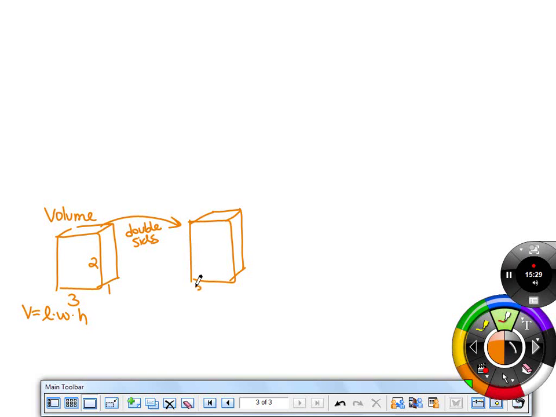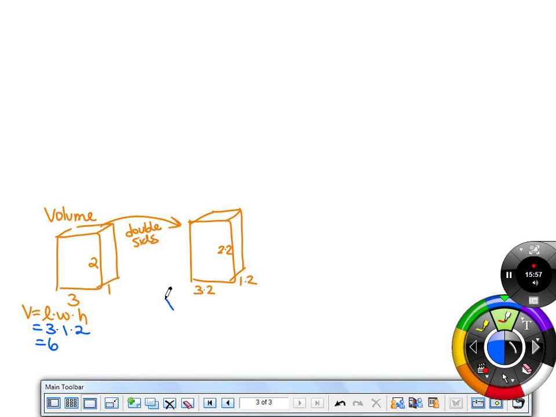This 3 is going to be times by 2. The 1 is going to be times by 2. And the 2 is going to be times by 2. So when you go to do the volume calculation in this first prism, our original one, we had a length of 3, a width of 1, a height of 2, okay, for a volume calculation of 6.